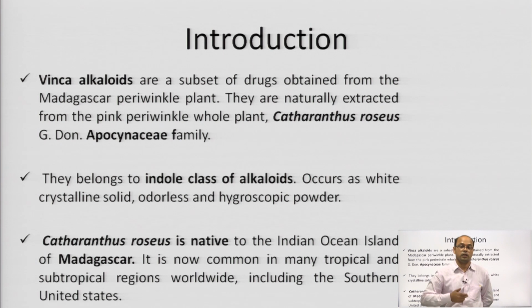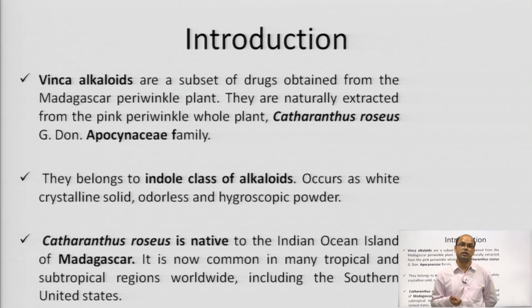Looking at the introduction, Vinca alkaloids are a subset of drugs, as we have seen in the previous slide that it is a group of compounds or a group of alkaloids. It is a subset of drugs which are obtained from the Madagascar periwinkle plant. They are naturally extracted from the pink periwinkle whole plant.